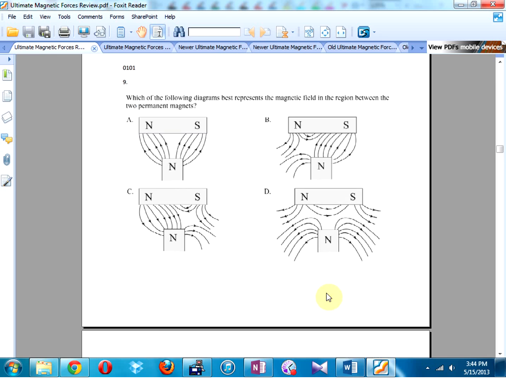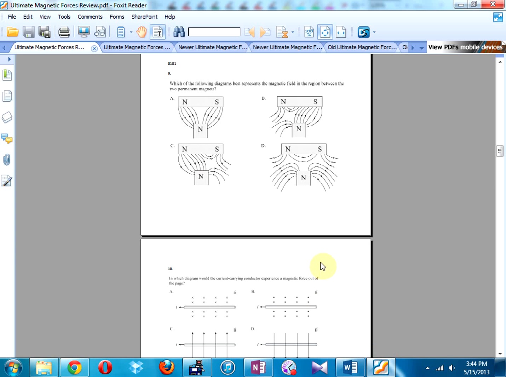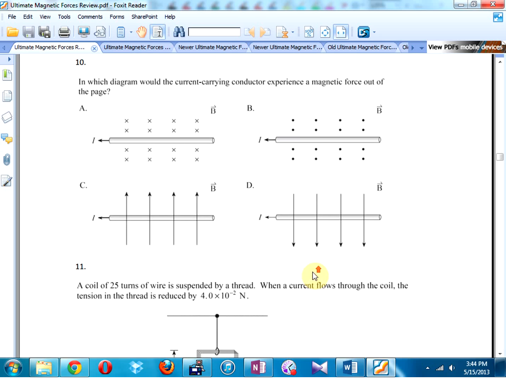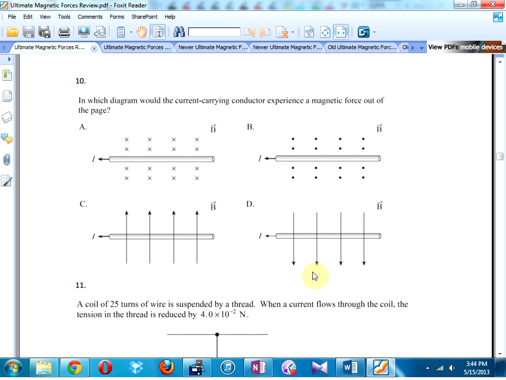There's going to be some kind of question like number 9 where I ask you to identify magnetic field lines. Oh, nope, that's wrong. Fit width. Okay. Here's a right-hand rule question. Try number 10 if you haven't already.